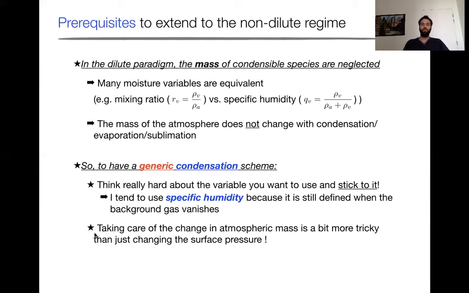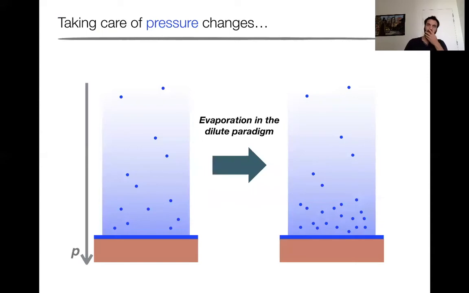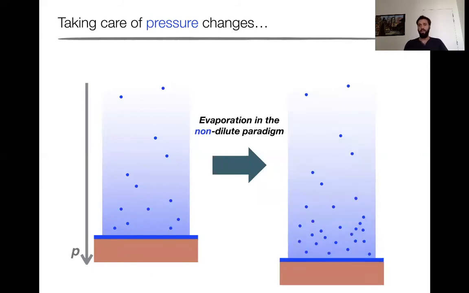And then you have the more tricky part, which is to take care of the change in atmospheric mass. And it's more tricky than just changing the surface pressure. And here's why. If you're in the dilute paradigm, if you have some atmosphere column, and then you have some evaporation at the surface, but it would be the same if a cloud evaporates or a cloud condenses aloft, basically what you do is you do not change the column, you just change the amount of the tracer for water vapor. But in fact, what is happening is that when you evaporate some water vapor, you actually increase mass.